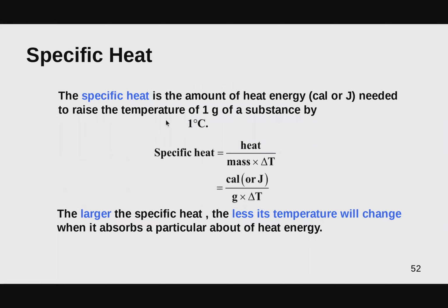exactly 1 gram of that substance by exactly 1 degree centigrade. So you recall the equation we've been working with is mcΔT is equal to Q. Remember, Q is equal to heat, m is equal to mass, ΔT is the change in temperature, and specific heat is c. Now, the idea here, which we've touched upon but haven't really talked about a ton, is that the larger the specific heat, the less something will change its temperature when it absorbs a set amount of energy.